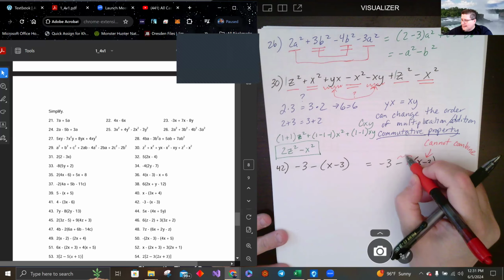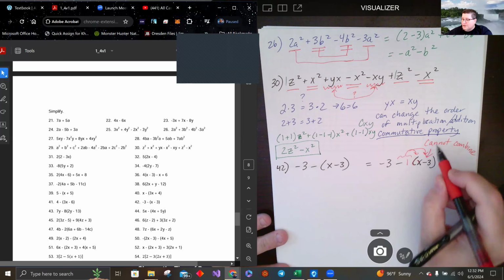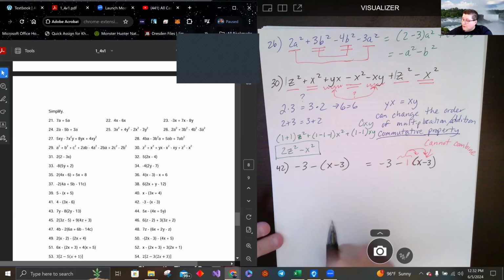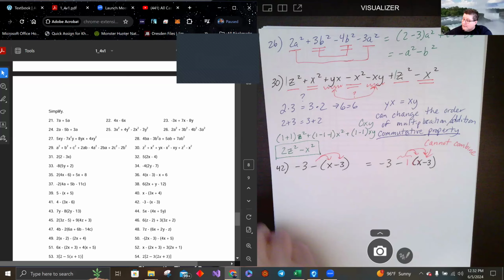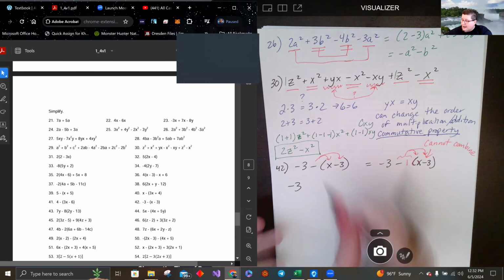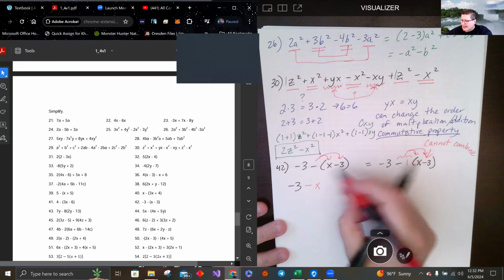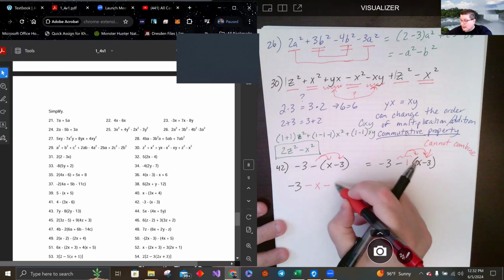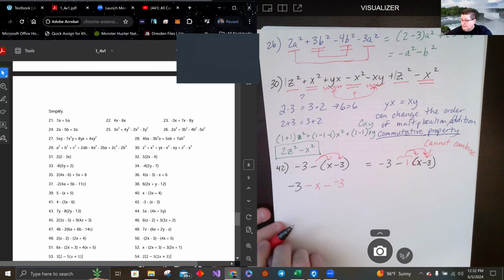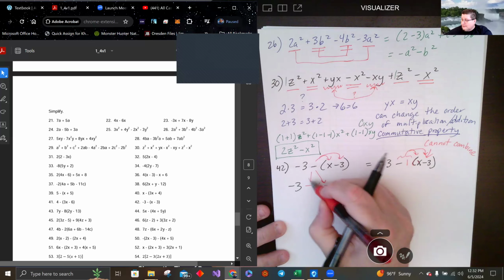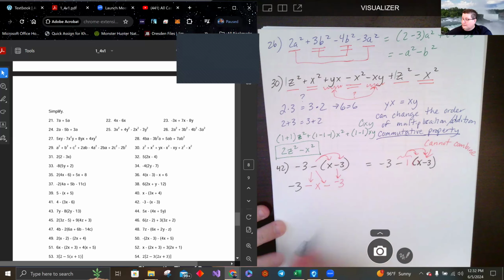But we can take this and distribute, doing the distributive property, or doing the same thing here without writing in the 1. I have minus x, and then I have minus negative 3. That one came from there, and that one comes from there. So that turns into negative 3 minus x plus 3.